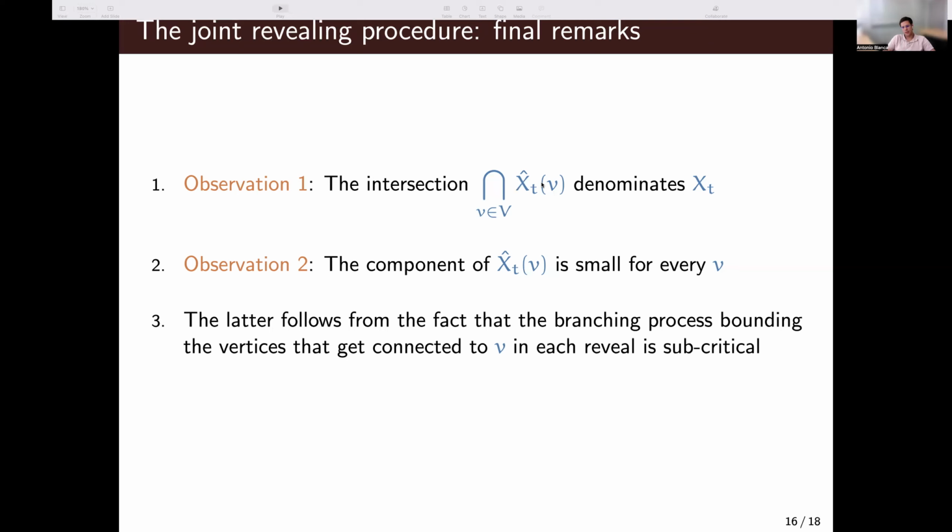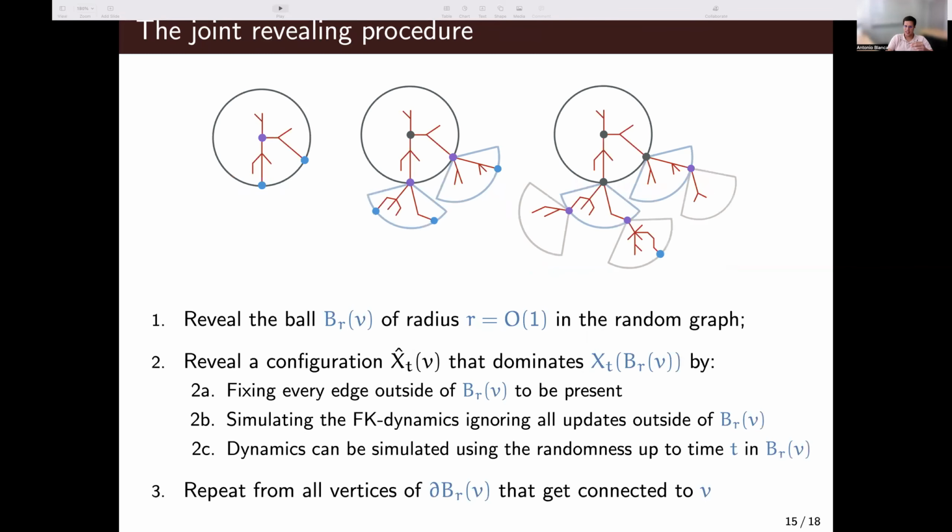And to obtain that the components are all small, what we do is we consider the branching process that corresponds to the vertices that we need to explore. In these slides here, we start from this purple vertex, and then we see how many blue vertices we have. And then we see in the next generation how many blue vertices we have. We can understand this as a branching process, and we prove that this branching process is subcritical, which means that it dies out quite quickly and it has exponential tails.